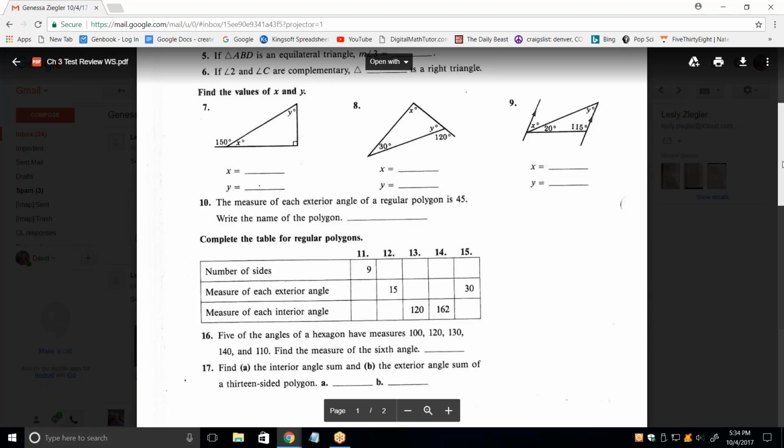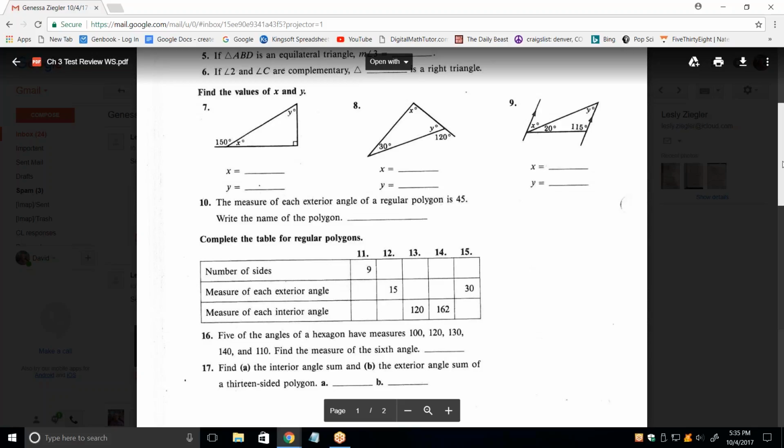Find the values. This is good. I haven't had to write yet. This is the way geometry is supposed to be. Find the values of x and y. Well, x would be 30. Therefore, y is 60. In other words, those are the two acute angles of a right triangle, and they're always complementary.